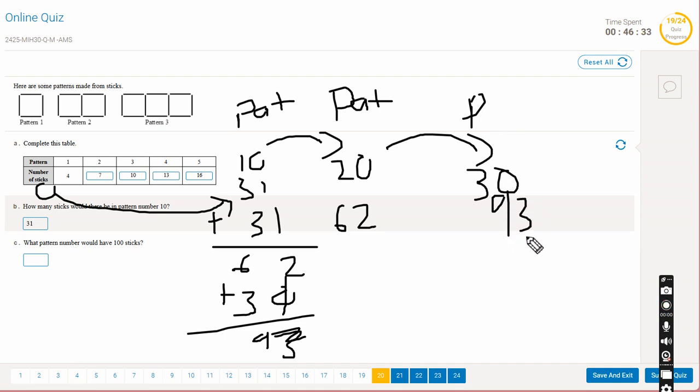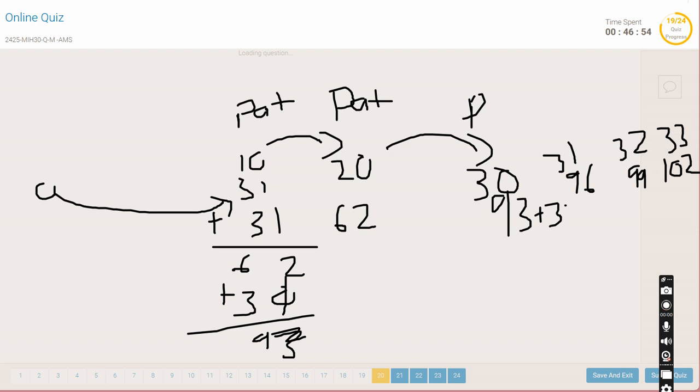Now you're getting closer. So we're just going to add. So keep on adding 3. That is 93 plus 3 is 96. Then 99. And then 102. So we're going to choose the larger number, which gives us 102. So the pattern is 33.